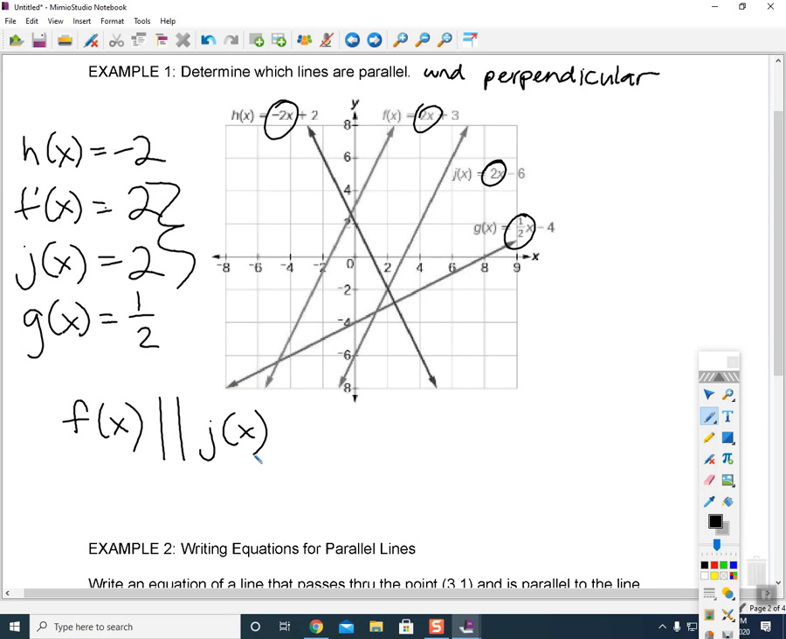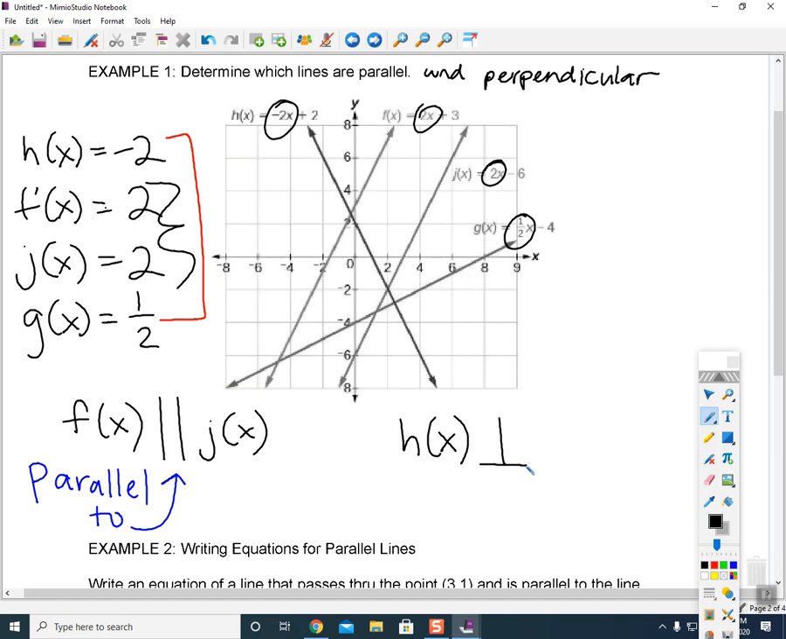These two lines right here tell us that it's parallel to. Those mean parallel to. So f of x is parallel to j of x. That's what that tells me. Then I can also look at, let me use a different color so we can see the difference, 1/2 and negative 2 are opposite reciprocals of each other, so that means that they're perpendicular. So h of x, and I'm going to do a similar thing with the symbol here, and g of x.